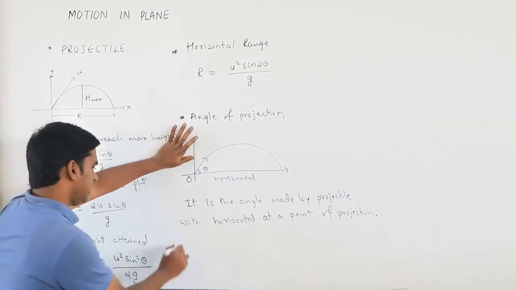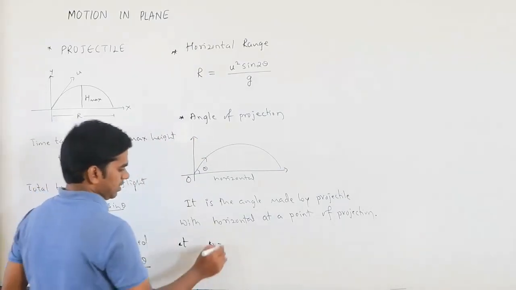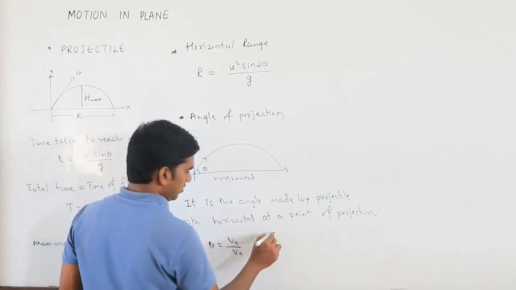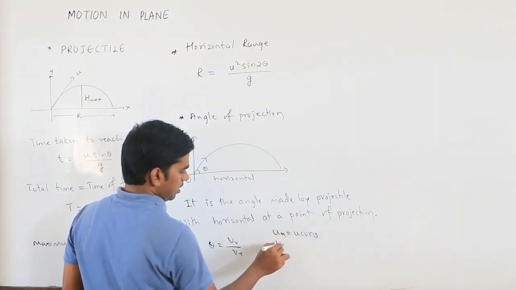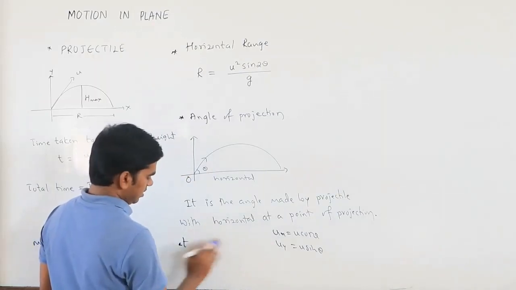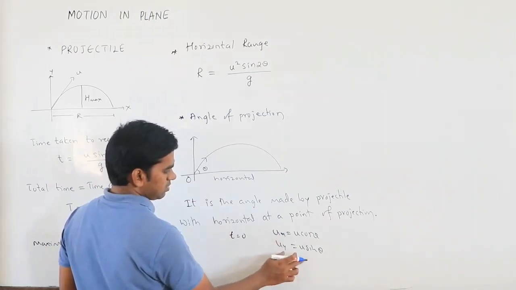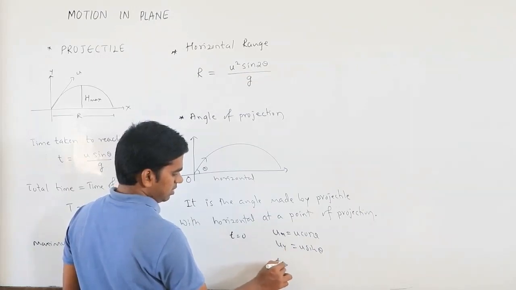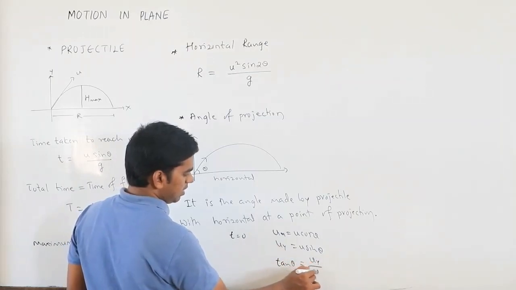If you want to write it, you can write theta equals tan inverse of uy by ux. You already know ux is u cos theta and uy is u sin theta. So at t equals 0, divide this by this: u sin theta by u cos theta. This will become tan theta, because u will get cancelled. So uy divided by ux.